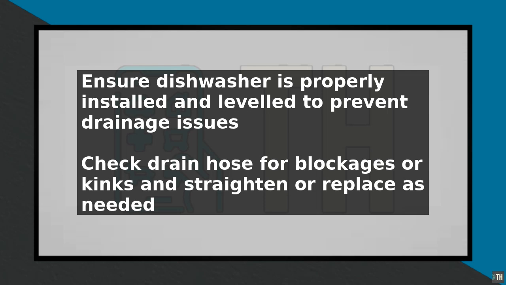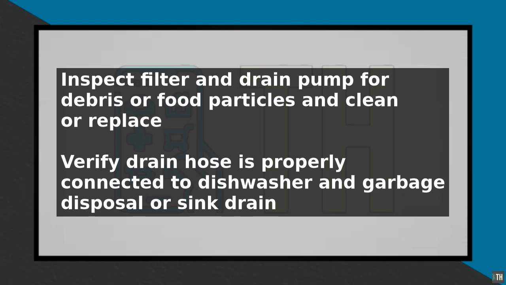Also, verify that the drain hose is properly connected to the dishwasher and the garbage disposal or sink drain. Then, inspect the filter and drain pump for any debris or food particles. Clean or replace the filter as necessary and check the drain pump for any blockages. If you find any, remove them and test the dishwasher to see if the issue is resolved.